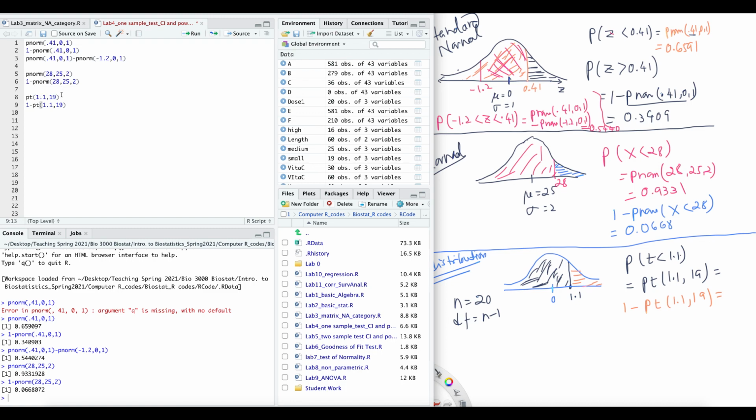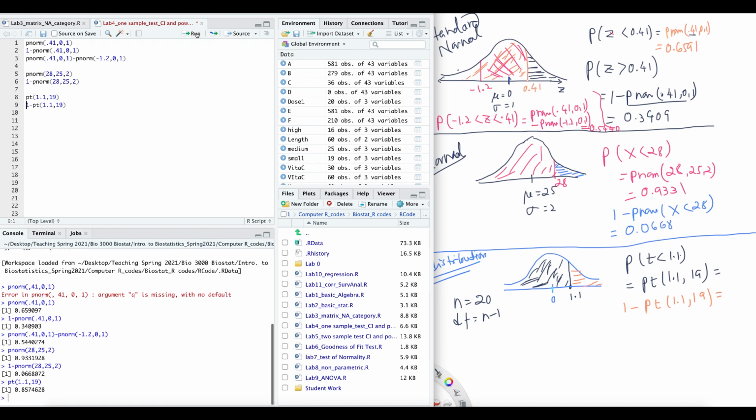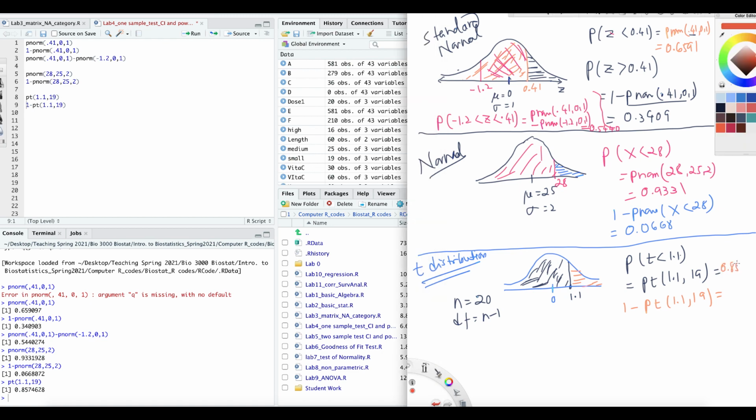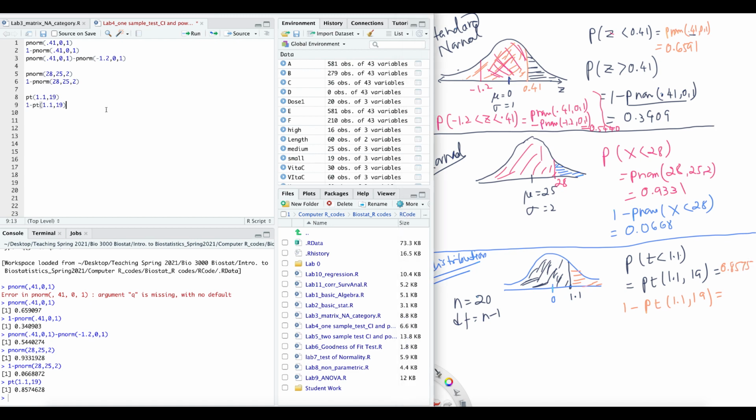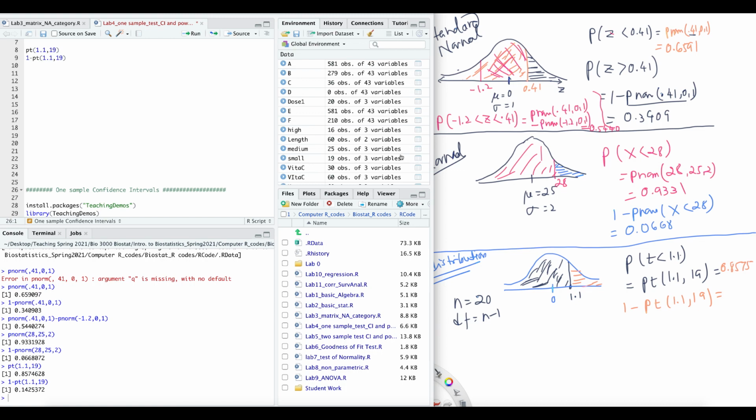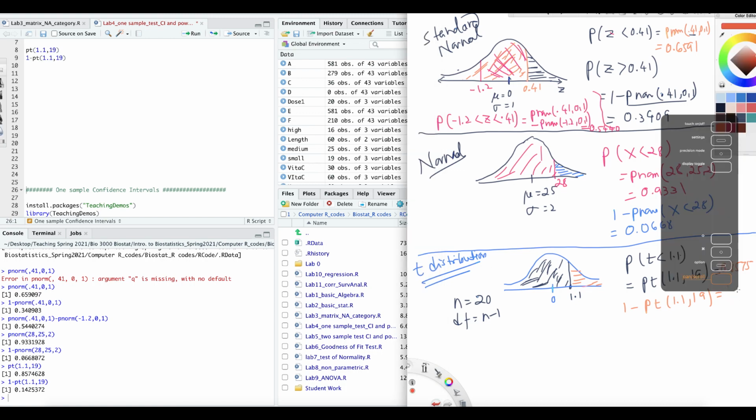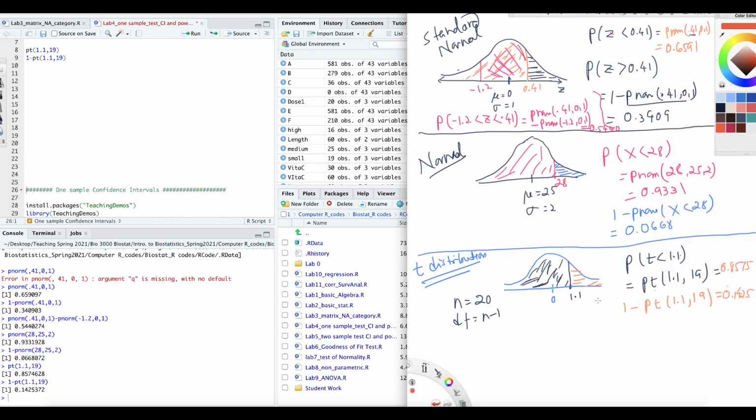So if you do that, the first one is 0.8575, and then the second one here, if you run that, you will get 0.1425, okay. So 0.1425, this is what you get.